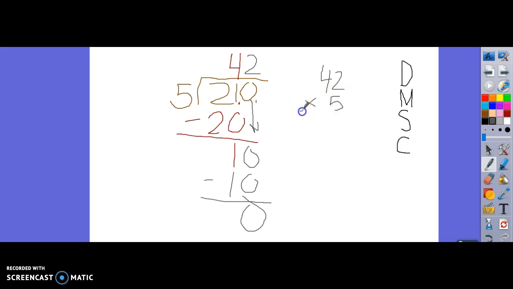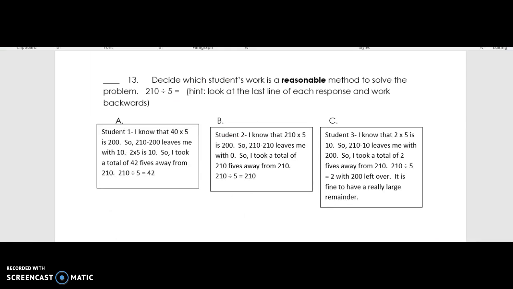Check your work. Outside times outside equals inside. 5 times 2, 10. 5 times 4 is 20. Plus 1 is 21. Were we correct? Yes, we were. So the correct answer to 210 divided by 5 is 42. Now look at your study guide. And like they said, look at the last line of each response and figure out which student was right. Which student is it? It's student letter A.